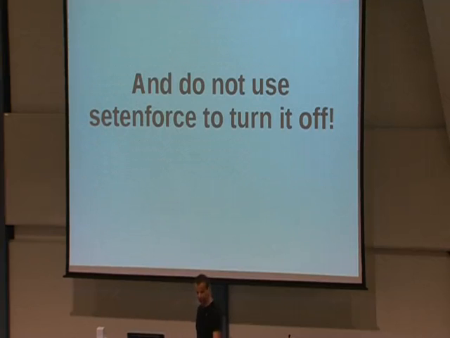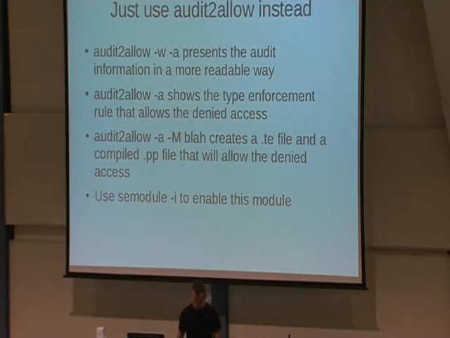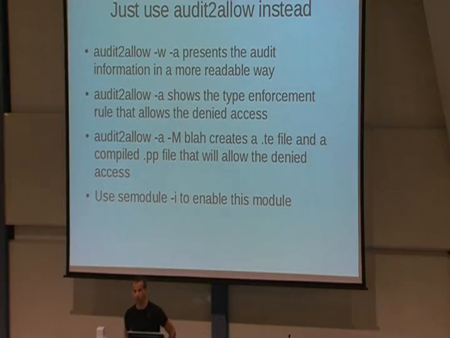And do not use setenforce to turn it off. setenforce normally is the only command that system administrators know about SELinux. It's what you use to switch SELinux to permissive mode, which means that it doesn't protect your system anymore. I just mentioned, just use audit2allow instead. There are a couple of options that you can use audit2allow with.